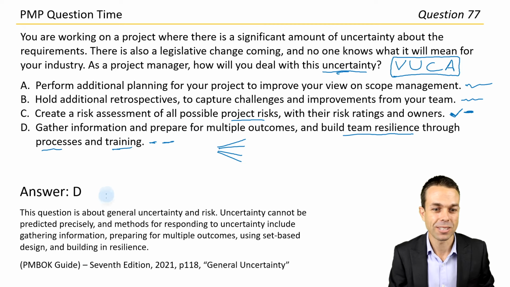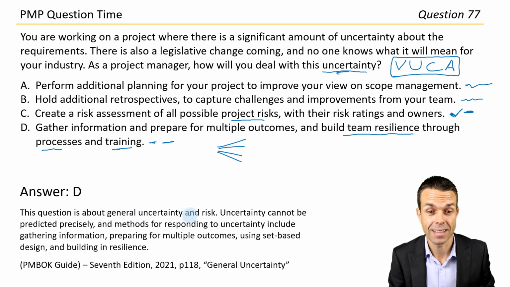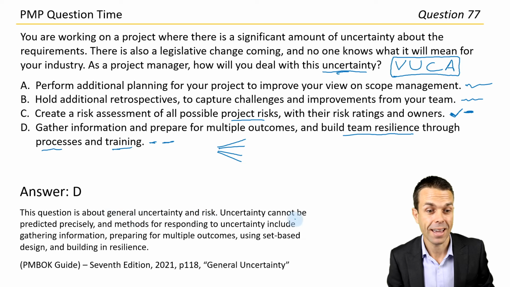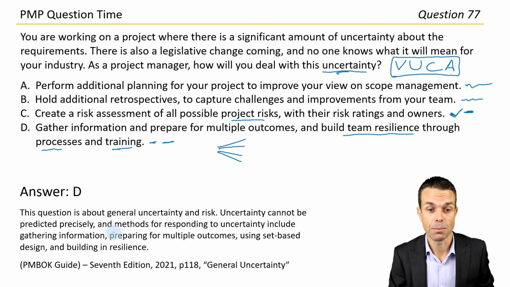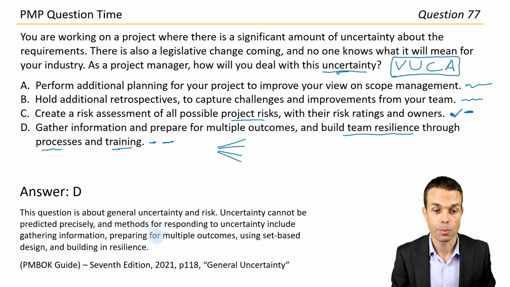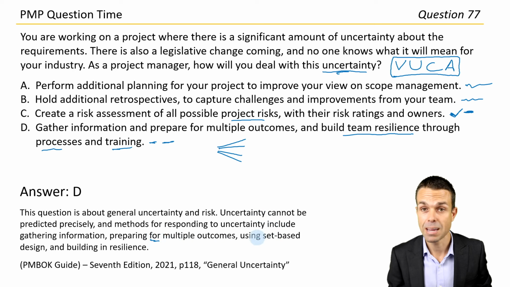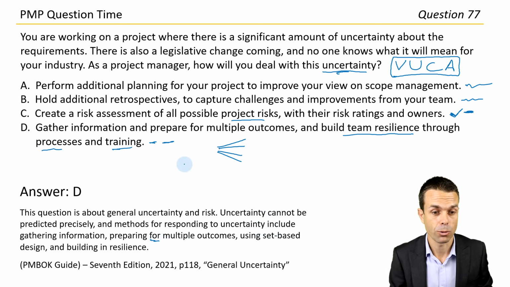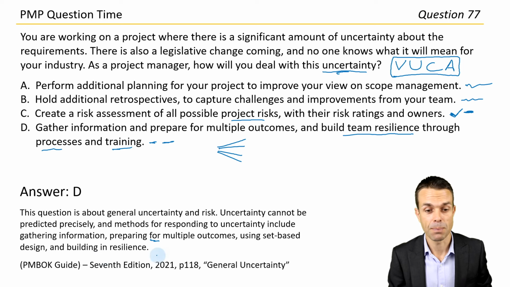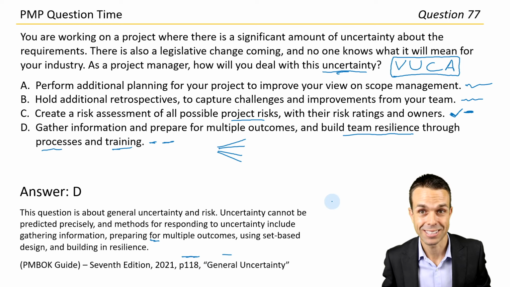Excellent. This question is about general uncertainty and risk. Uncertainty cannot be predicted precisely, and methods for responding to uncertainty include gathering information, preparing for multiple outcomes, using set-based design, so maybe we're figuring out prototypes and that sort of thing to work our way through it, and building in resilience for our team. Page 118 under General Uncertainty, and that's a really good one to check out in the PMBOK Guide 7th edition.